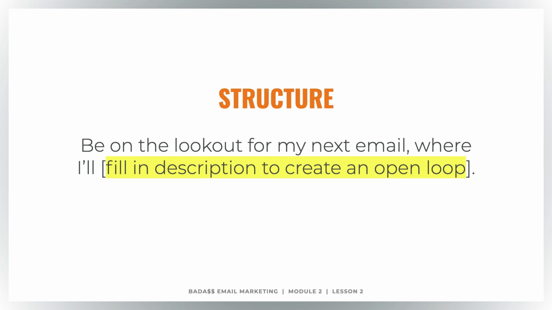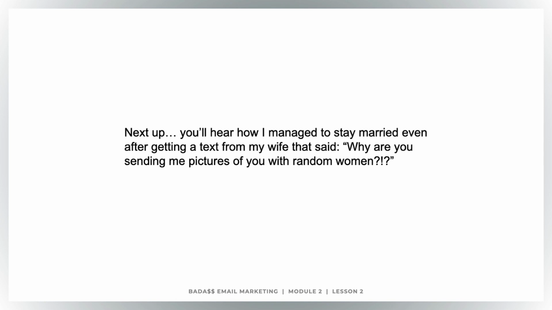So I wanted to pull an example. This is from my welcome sequence, one of the emails, but this is basically the last line before my sign off in one of them. It's like, next up, you'll hear how I managed to stay married even after getting a text from my wife that said, why are you sending me pictures of you with random women? Now, if someone doesn't know my story and the selfie I took where Amy Porterfield photobombed me, they're going to see this and they're going to be like, wait, I got to understand what this story is, right?